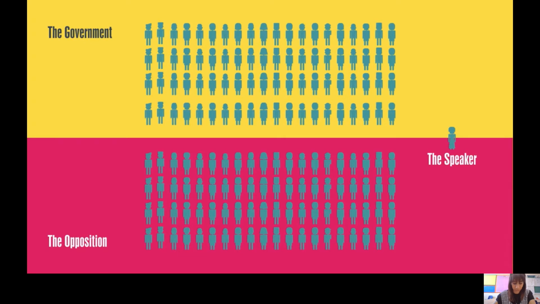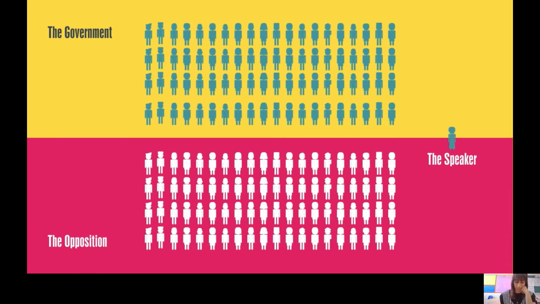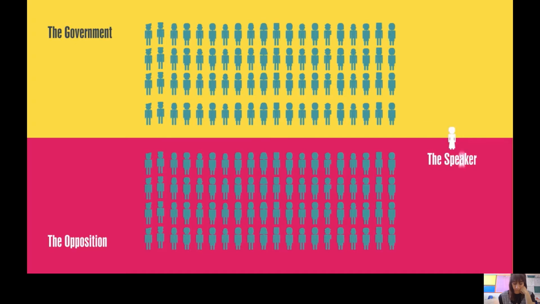Parties not in power are known as the opposition, and they take a leading role in checking and challenging the ideas of government through debates in the chamber. At the head of the House sits the Speaker. It's their job to make sure debates are kept in order. Sometimes they can get very lively.